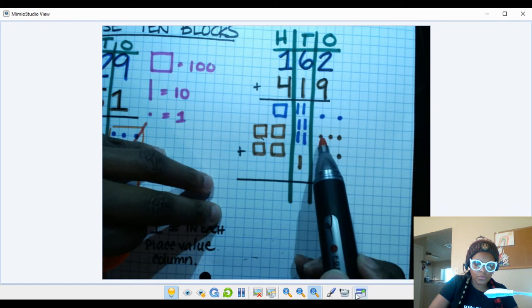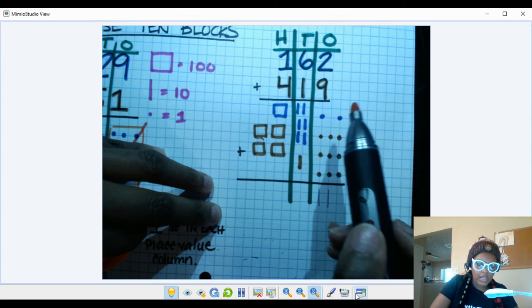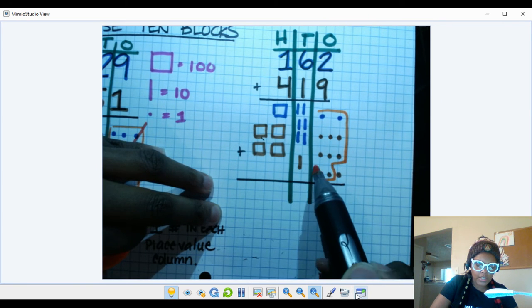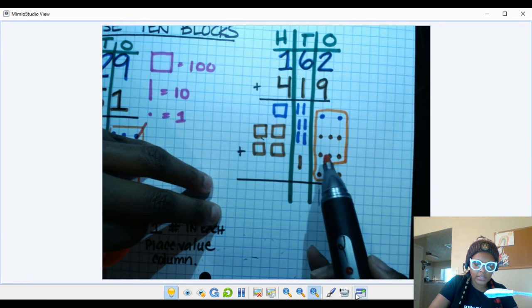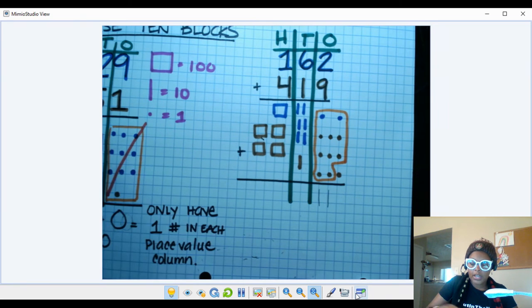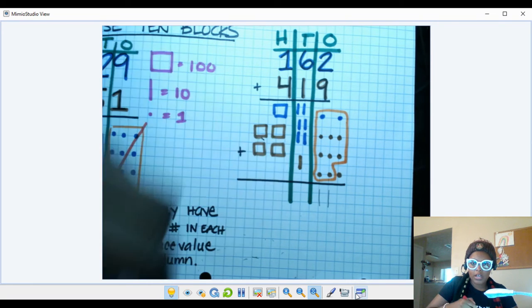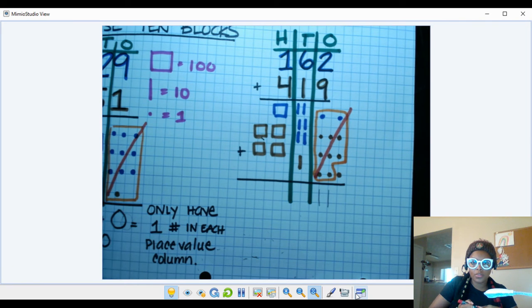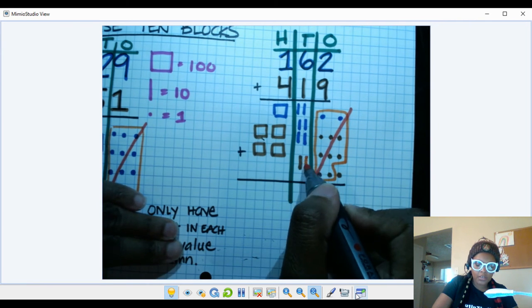1, 2, 3, 4, 5, 6, 7, 8, 9, 10. And I'm going to put them all in orange so I know it's being moved. 1, 2, 3, 4, 5, 6, 7, 8, 9, 10. Now I'm going to exchange it for a 10. To do that, I'm going to cross this out because I don't need it over here anymore. It doesn't belong there anymore. And I'm going to make a new 10. I'm going to exchange it right here.